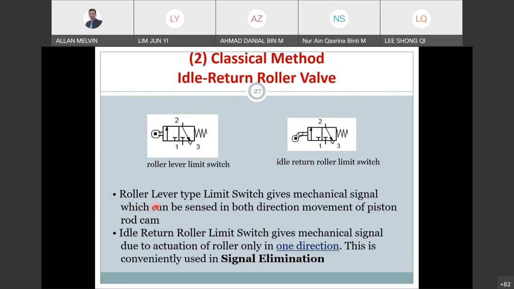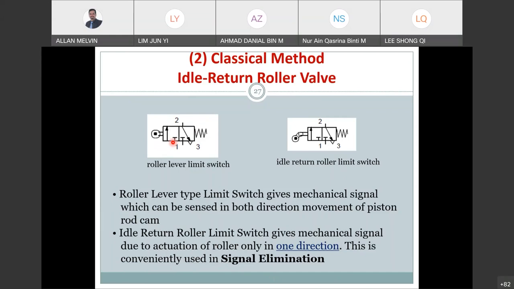Okay, the roller lever type limit switch gives a mechanical signal which can be sensed in both directions of movement of the piston rod cam. The idle return roller limit switch gives a mechanical signal due to actuation of the roller in only one direction. So this is conveniently used in signal elimination. So how is the roller limit switch activated? How will it turn on?